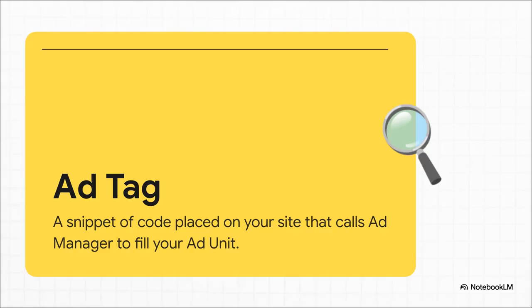Okay, so you've got the parking spot, but how do you let anyone know it's open for business? That's where the ad tag comes in. It's this little snippet of code that you put on your site, and it's the critical link, the telephone line really, between your website and Google Ad Manager. So when a user visits your site, that tag basically fires off a flare. It sends a signal out to Ad Manager that shouts, hey, over here, I've got a visitor and an empty parking spot that needs to be filled. Send me an ad, stat. And that single request is what kicks off the entire process.